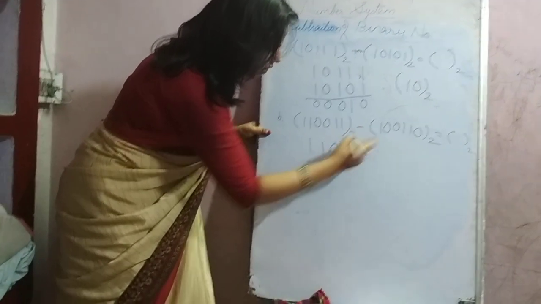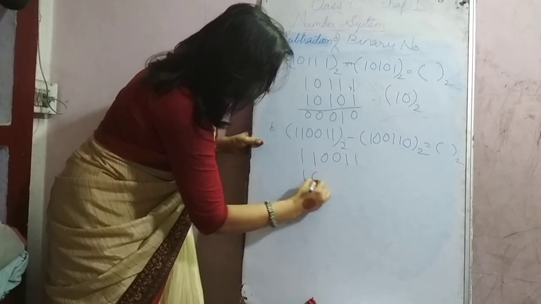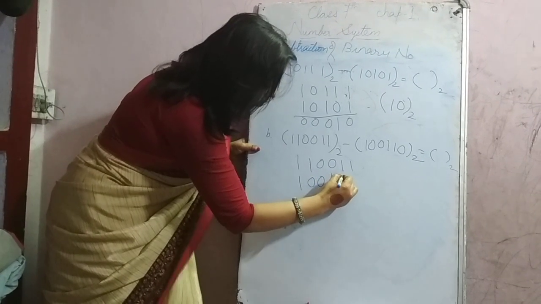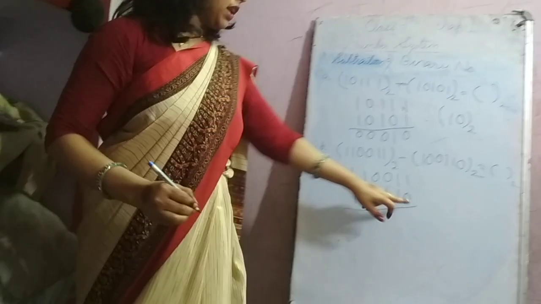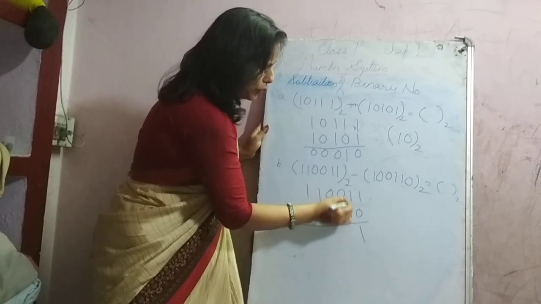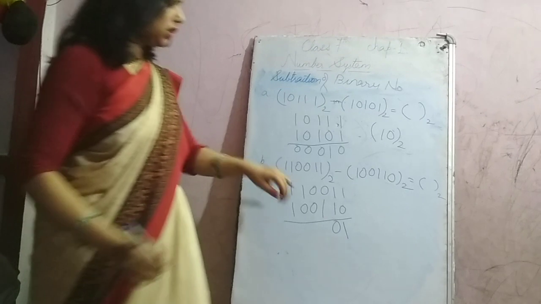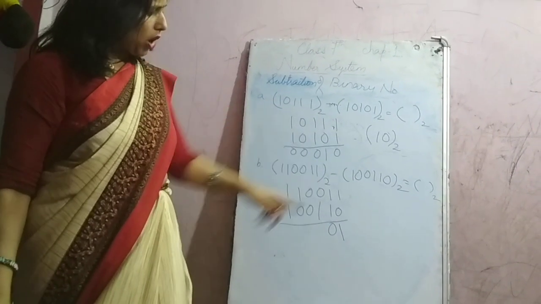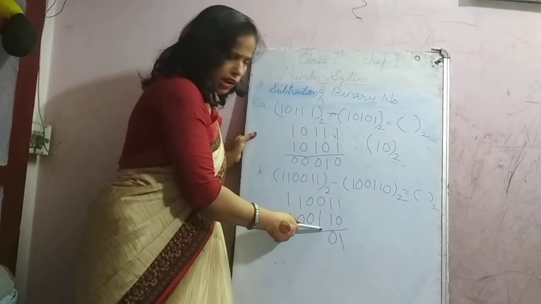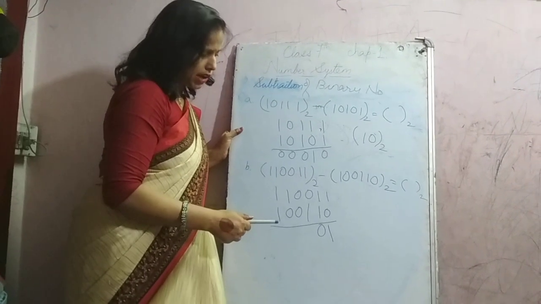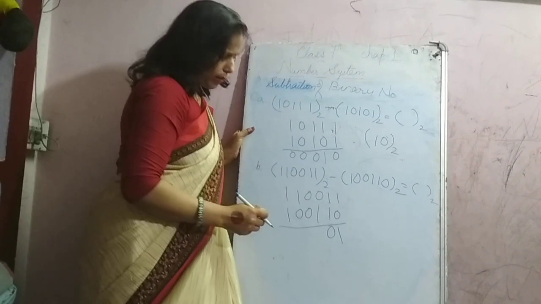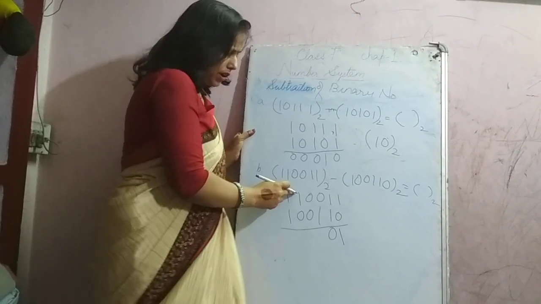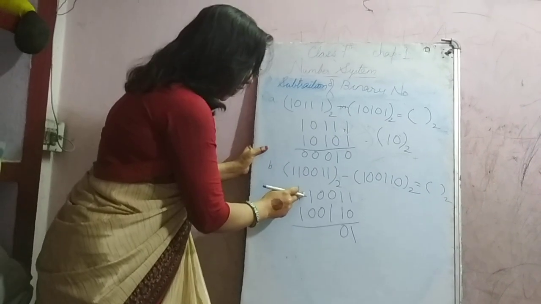1 1 0 0 1 1 minus 1 0 0 1 1 0. Okay. Now, 1 minus 0 will be 1. 1 minus 1 will be 0. Now, here there is one twist, that 0 is a smaller digit and 1 is a greater number. So, how do we have to subtract it? In that case, what we have to do? We have to take one number, borrow. We have to borrow one number.